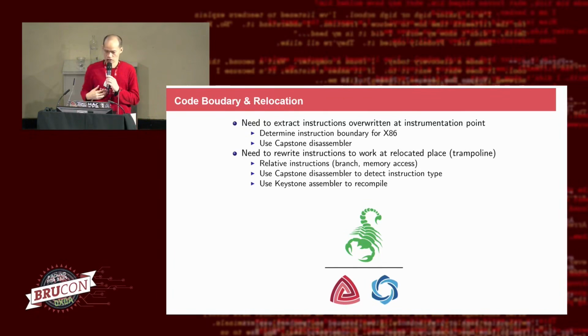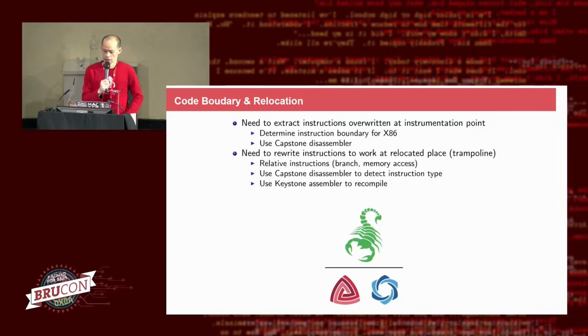The amount of instructions to be overwritten depends on the CPU. For example, x86, because the instruction size is not fixed, right? So we need to use some disassembler to determine the instruction boundary. We can override one or two or more, it depends. So for this requirement, I use my own Capstone disassembler, so we can extract the instruction boundary.